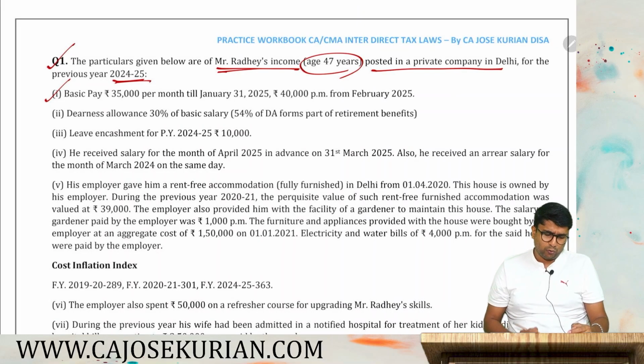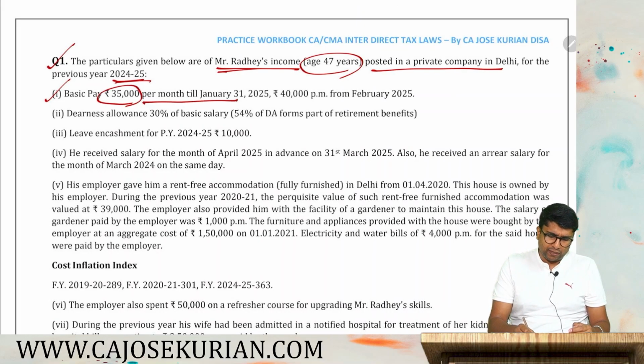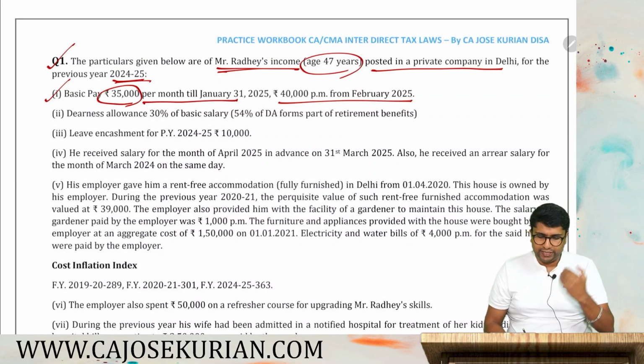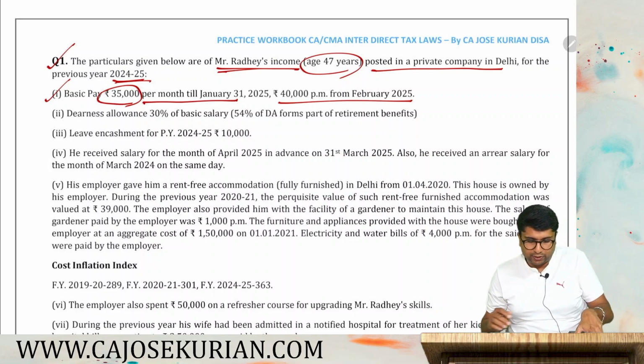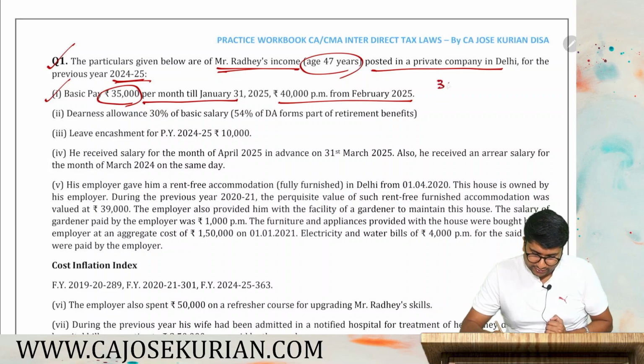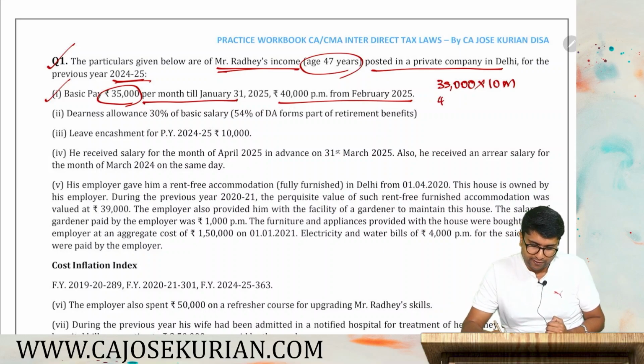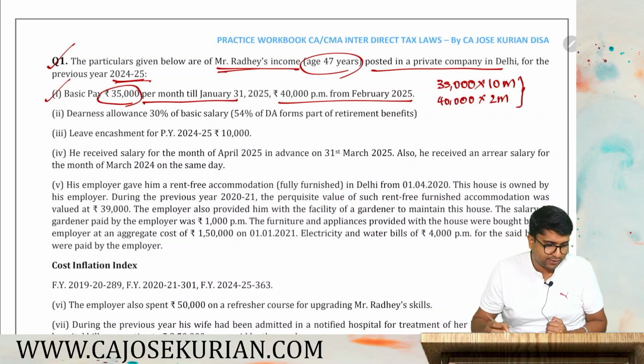Okay. Now, basic pay 35,000 per month till January 31st and 40,000 per month from February 2025. So what we need to do is 35,000 till January 2025. So we can write 35,000 into how many months, friends? 10 months. And for 40,000 on February and March, so 40,000 into 2 months. So you tell me how much is the total salary. That will be 4,30,000 will be the total salary for the whole year.